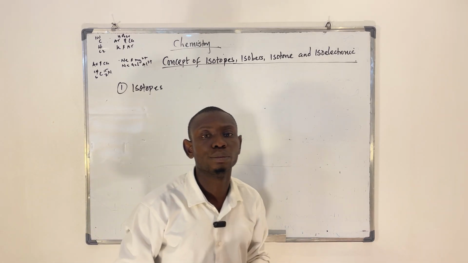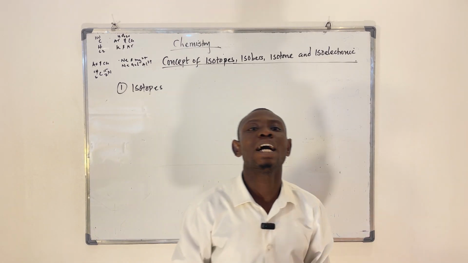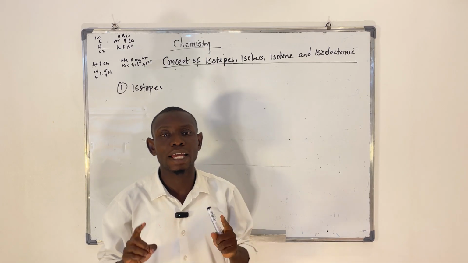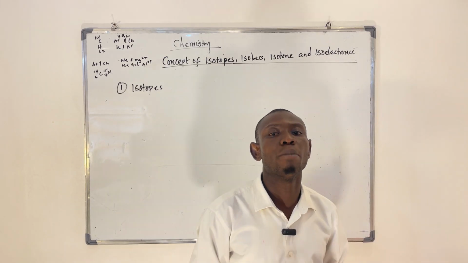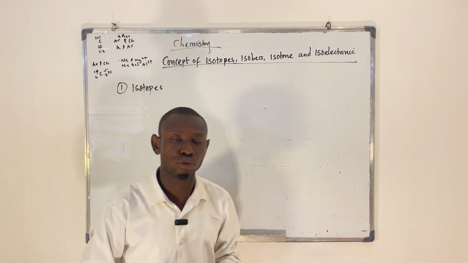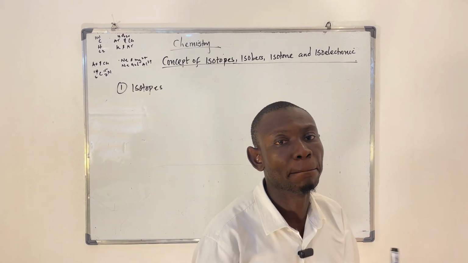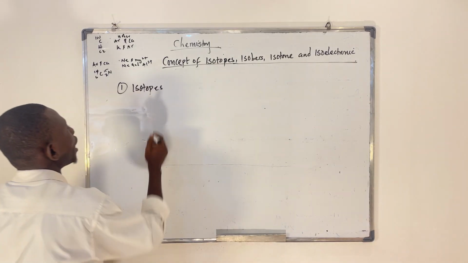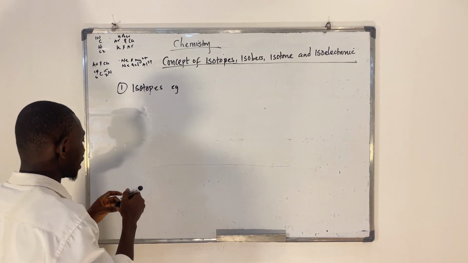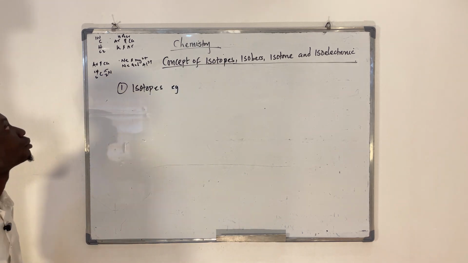What is isotope? Isotopes are atoms of the same element having the same atomic number, or the same number of protons, but different mass number. Examples of elements that exhibit isotope.